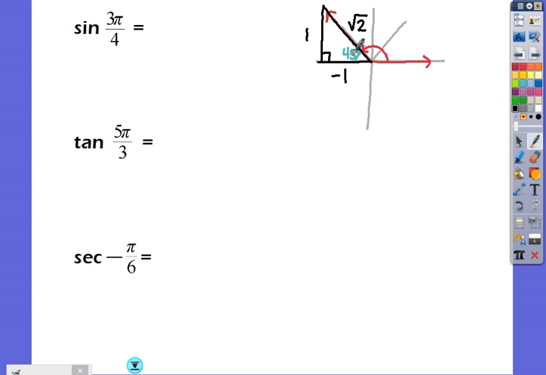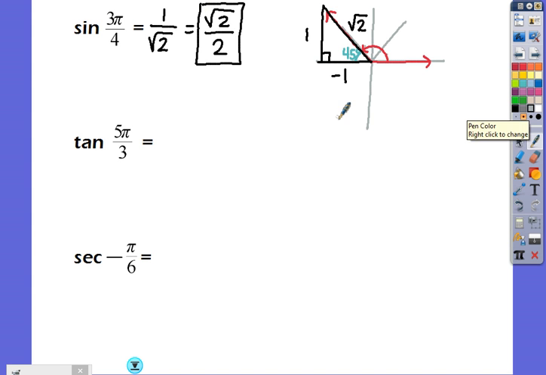So we've got a reference angle right here. This is the 3 pi over 4, but we're going to use this triangle. So opposite over hypotenuse, positive 1 over the square root of 2, which rationalizes into square root of 2 over 2. Let's keep going.